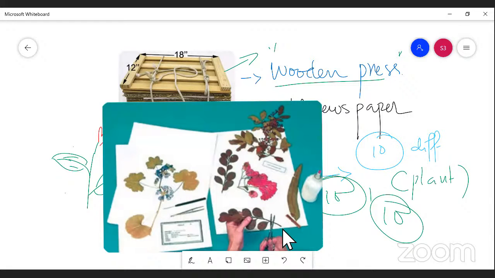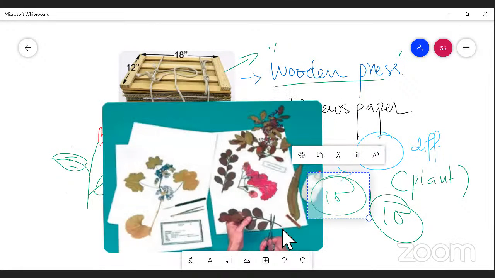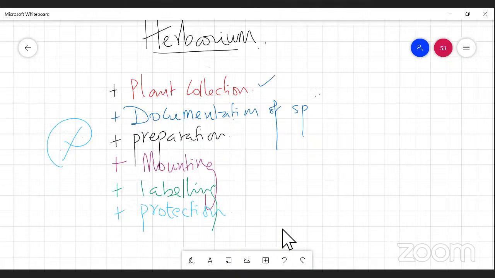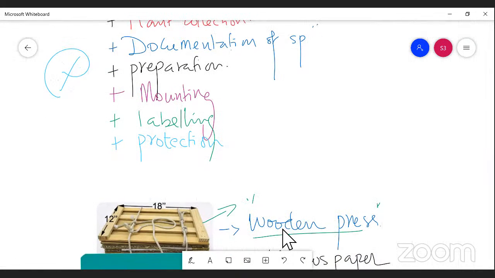Now, students, hoping that you can understand, right? So far we have covered the second step. Collection and preparation are over, and mounting is also over. As I said, there are different stages, right? Plant collection, documentation, preparation, mounting, labeling. And next we pass on to protection.